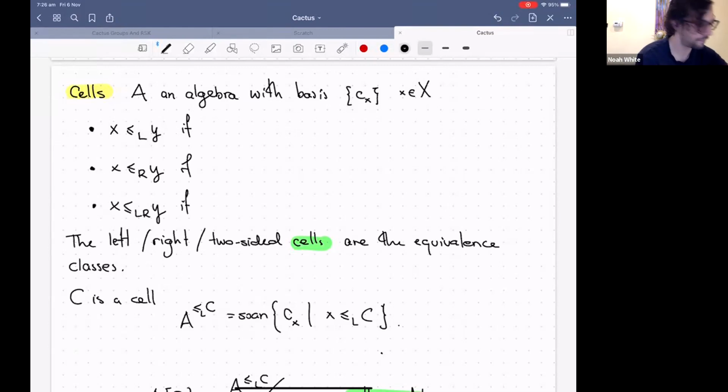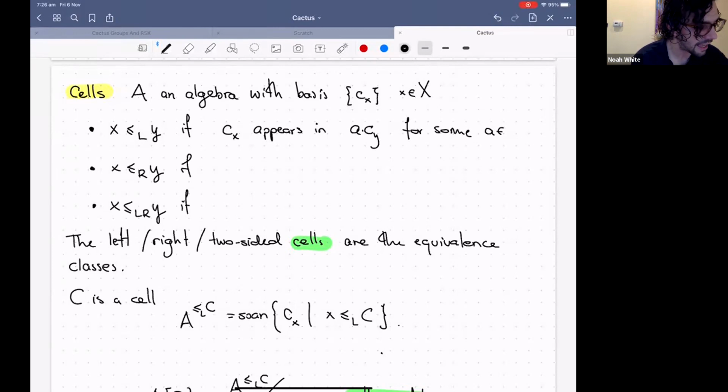if the basis element Cx appears in the expansion of a times Cy for some element a in your algebra. So basically you take the basis element corresponding to Y, you hit it with everything in A on the left, so you're taking the left ideal generated by it, and look at what basis elements appear. And actually here you need to take the transitive closure, but let's not worry too much.